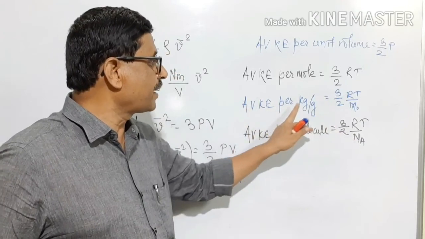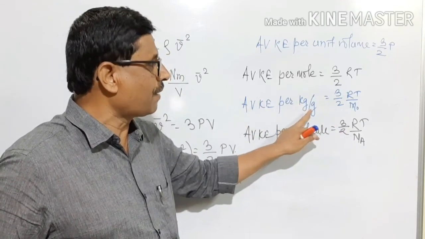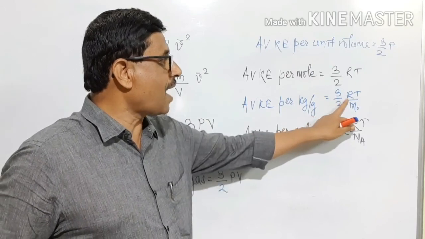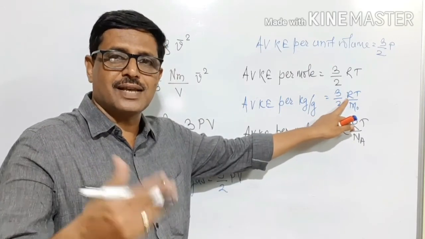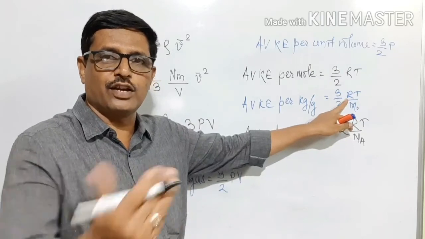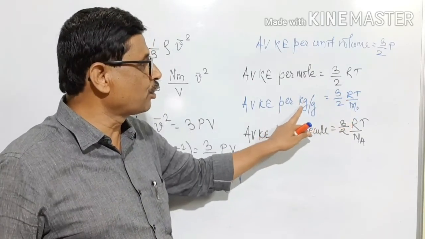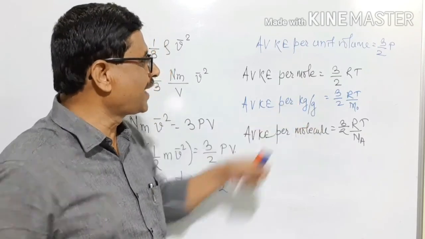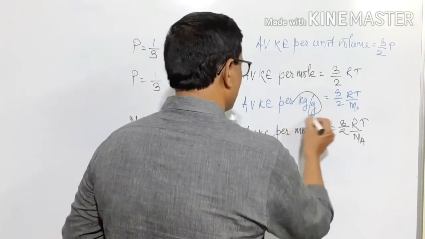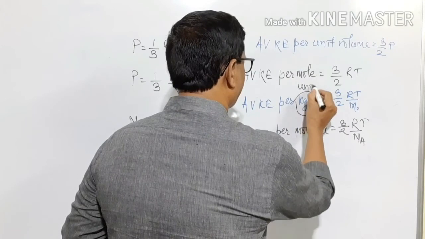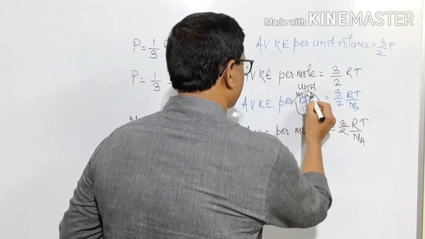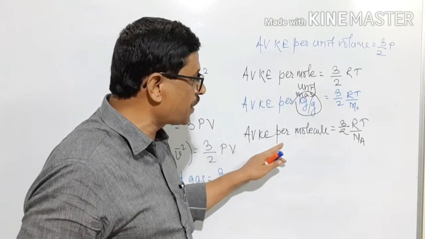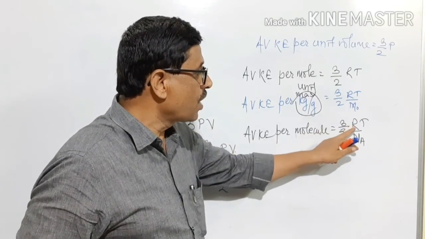Therefore, average kinetic energy per kilogram or gram. Depending on how you take R in MKS system or CGS system, either it is kilogram or gram. Rather, you say that it's a unit mass. I will write this as a unit mass.